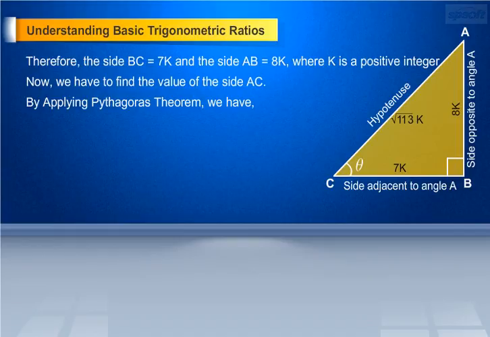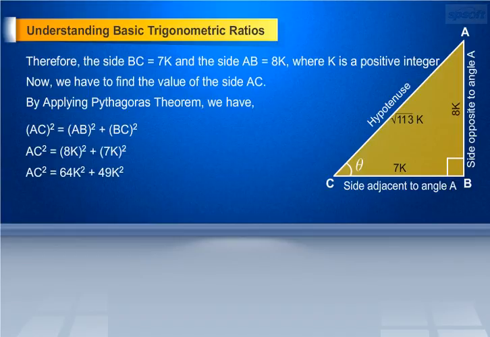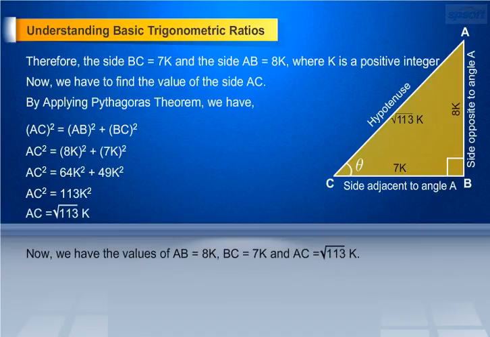By applying Pythagoras' theorem to triangle ABC, we have AC square equals AB square plus BC square. On substituting the values of BC equals 7k and AB equals 8k, we get AC square equals (8k) square plus (7k) square. This implies that AC square equals 64k square plus 49k square, which implies AC square equals 113k square. This implies that AC equals root 113 k. Now, we have the values of AB equals 8k, BC equals 7k and AC equals root 113 k.